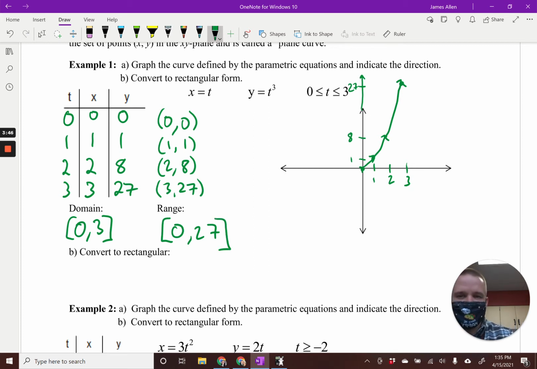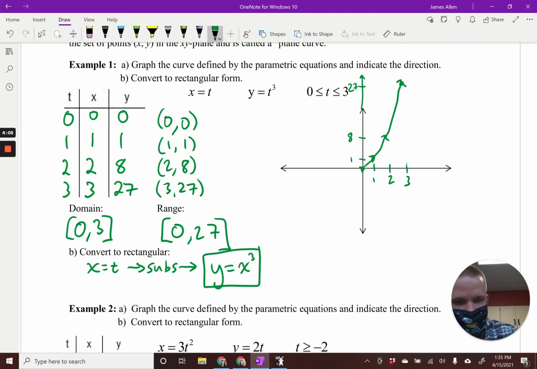Now we want to convert it to rectangular. There's a couple ways of going about this. So I've already got x solved for t, right? So what I can do is just substitute that into my y function. So substitute, and I will get y is equal to x cubed. That one's pretty simple. They're not always that way. We could have solved for t in the y equation by doing a cube root, but that just seems kind of silly and not really that helpful. So we went the easier route here. So x is equal to t. Directly substitute x in there for t into that function. Boom. We've got it in rectangular.